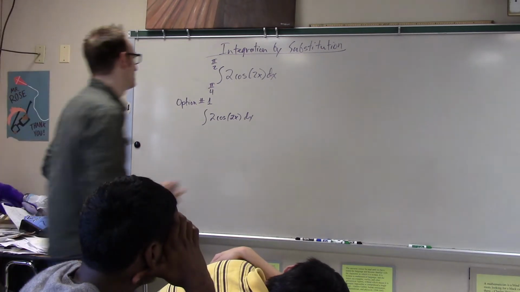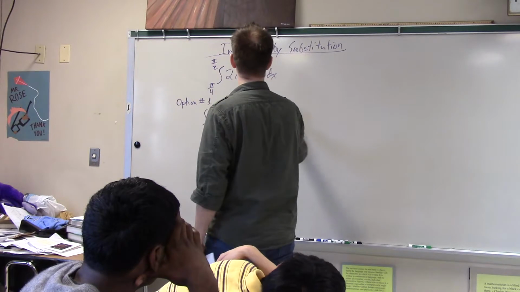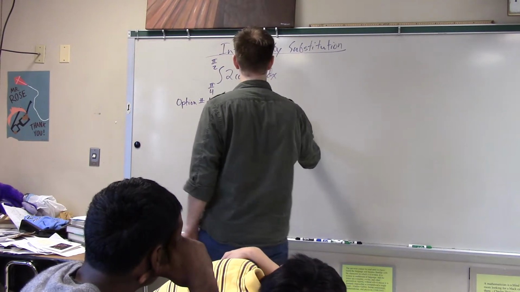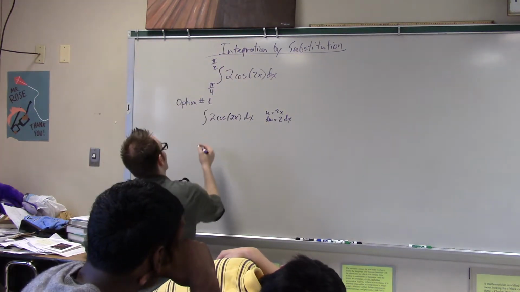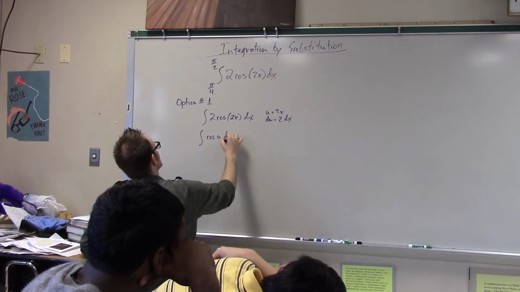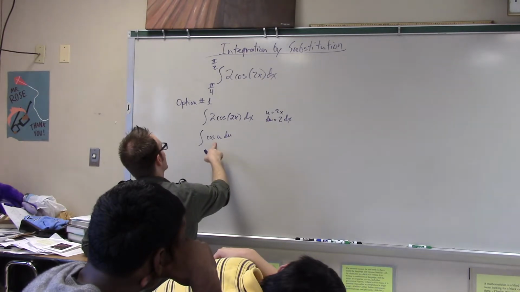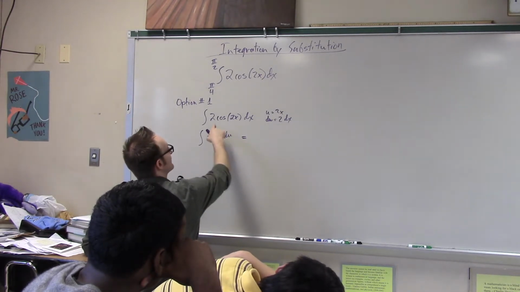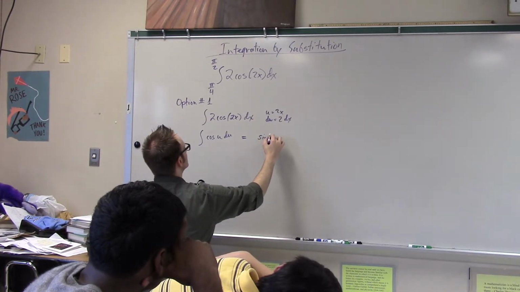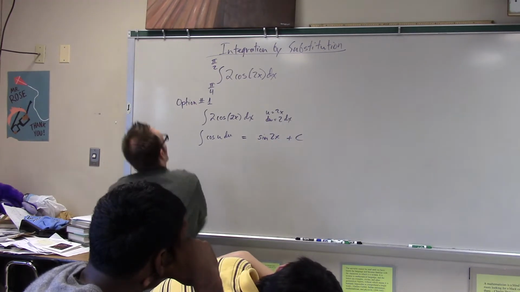Seems reasonable. Okay, so how do you do this? I won't skip any steps. I'll do it all out. You let u be 2x, and then du is 2 dx, and it's looking perfect. So I therefore rewrite this problem as just cosine u du, right? And now I antidifferentiate. And therefore I get that the antiderivative of 2 cosine 2x is just sine 2x, right? Plus c.